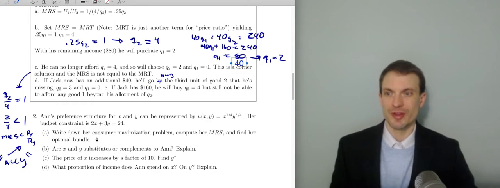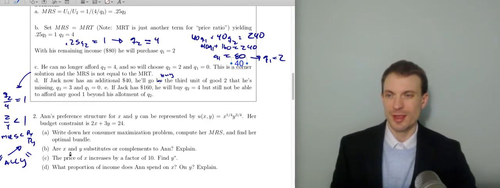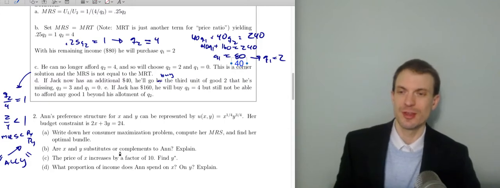But let's solve for it. So let's write down Ann's consumer maximization problem, get the MRS, and find Ann's optimal bundle. Are these goods substitutes or complements for Ann? Well, we know with Cobb Douglas, these are going to be neither substitutes nor complements, because the demands are going to depend only on income and the good's own price. But we'll see that when we see the demands.